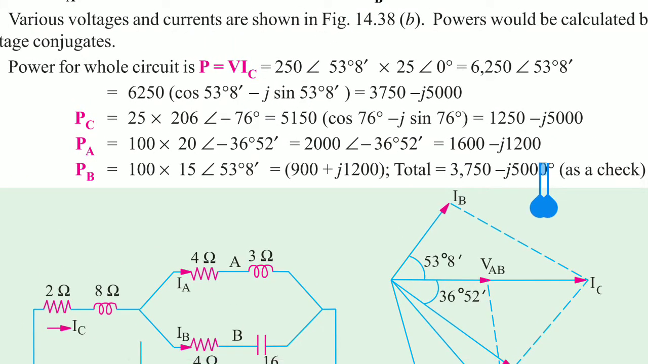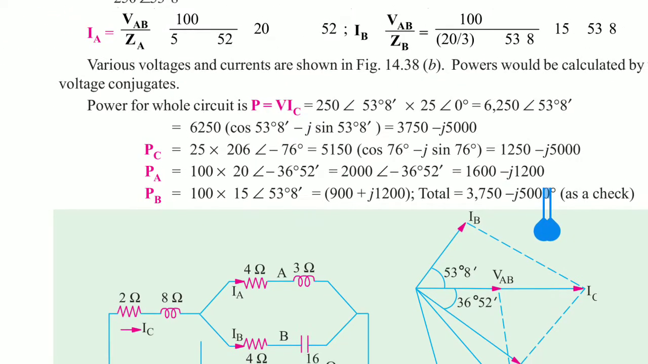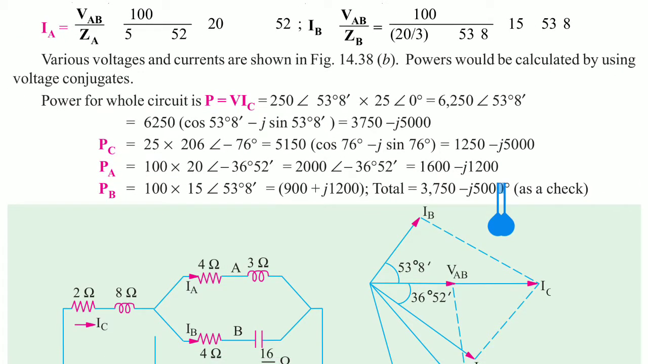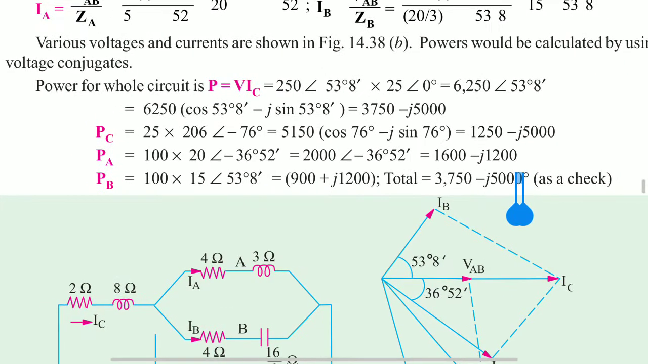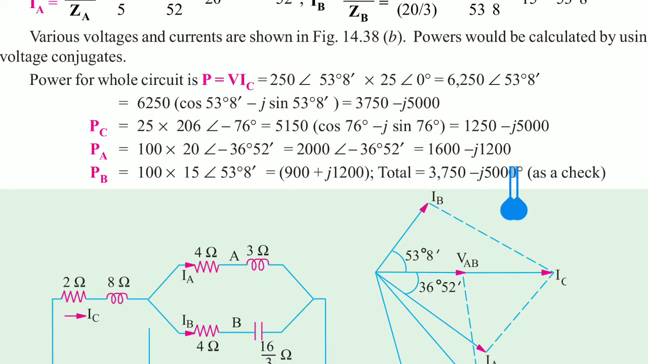Now, powers should be calculated by using voltage conjugates. Here, the power of the whole circuit is P is equal to V into I C.